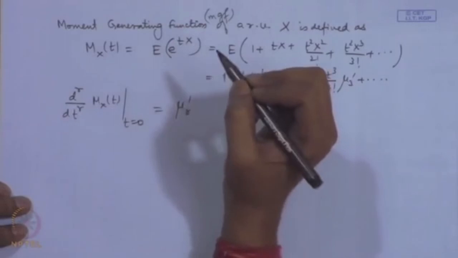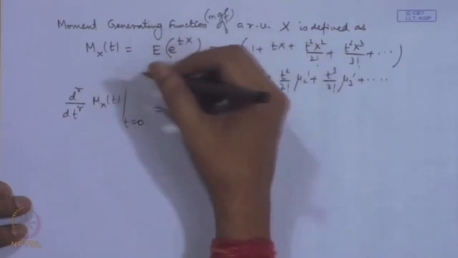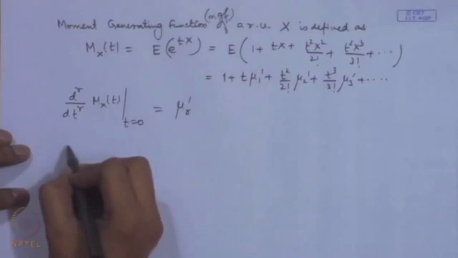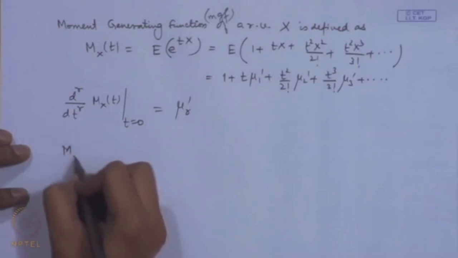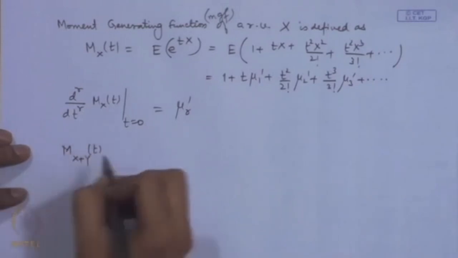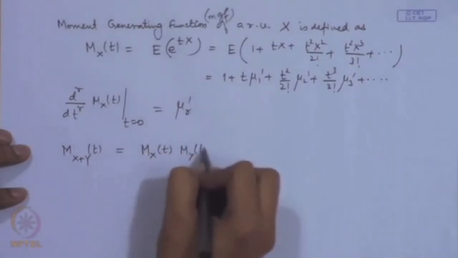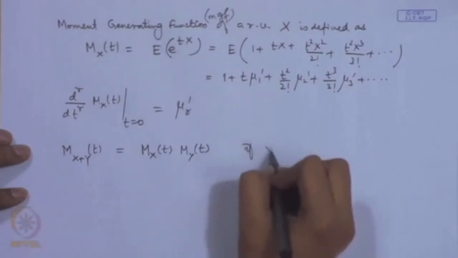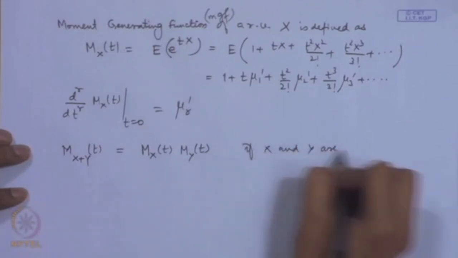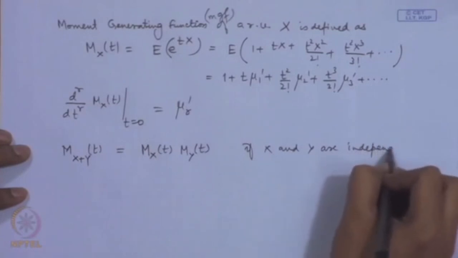It has some important properties. For example, a moment generating function uniquely determines a distribution. That means, different distributions will have different MGF, and it is also very useful in derivation of certain distributions. For example, if I have two random variables which are independent, and if I am considering the moment generating function of a sum, then it is equal to the product of the moment generating functions, if x and y are independent random variables.